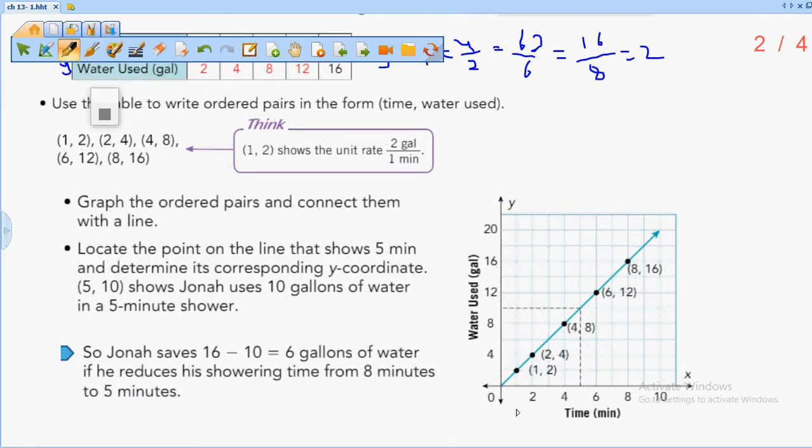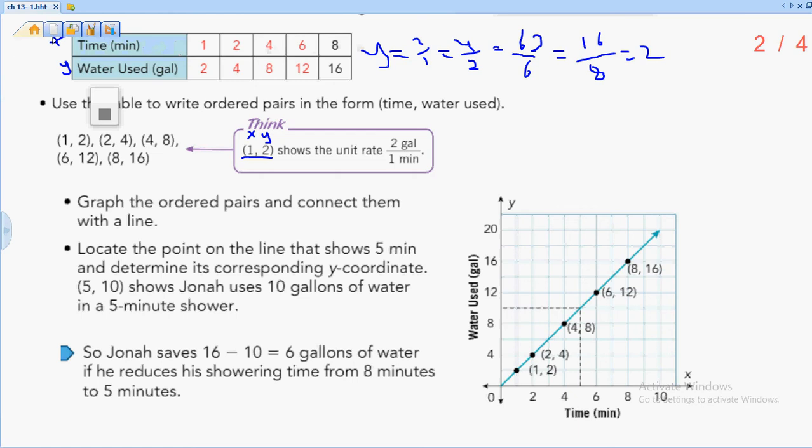this line is called y-axis, and this line is called x-axis. I want to represent the time on x-axis and the water used in gallons on y-axis, because here I took the relationship between x and y. Okay, x and y. So the first number represents the x value and the second number represents the y value. So the unit rate here, in this example, is 2 gallons per 1 minute.